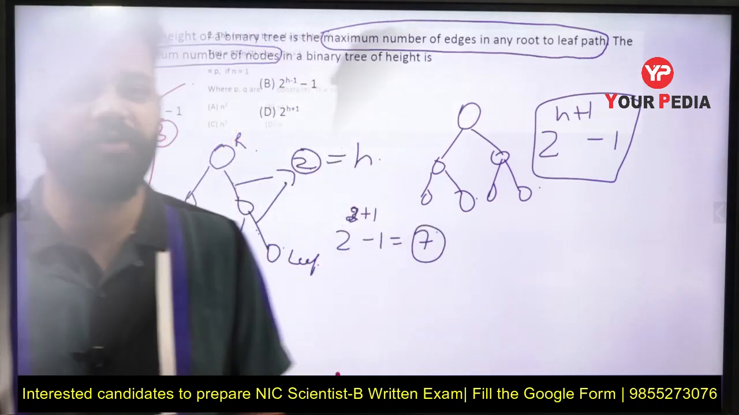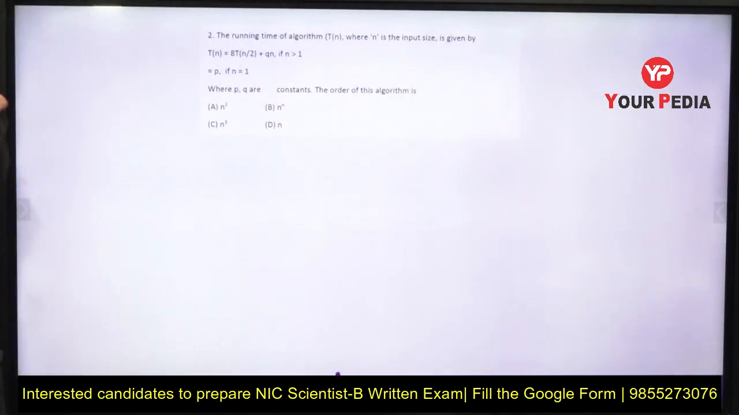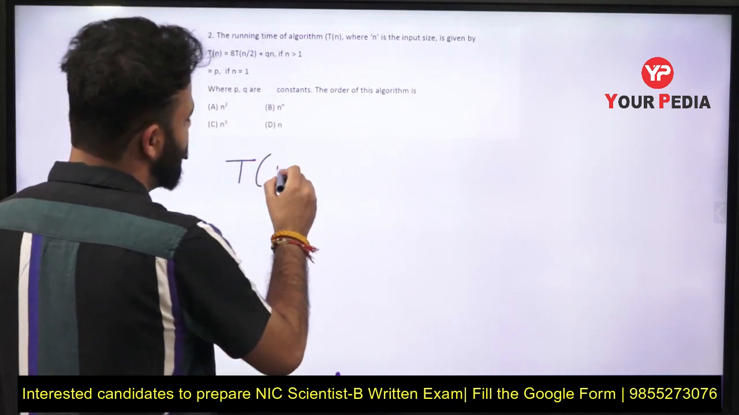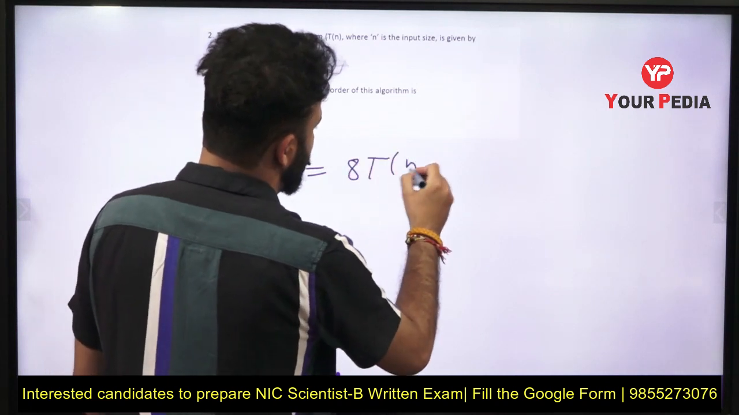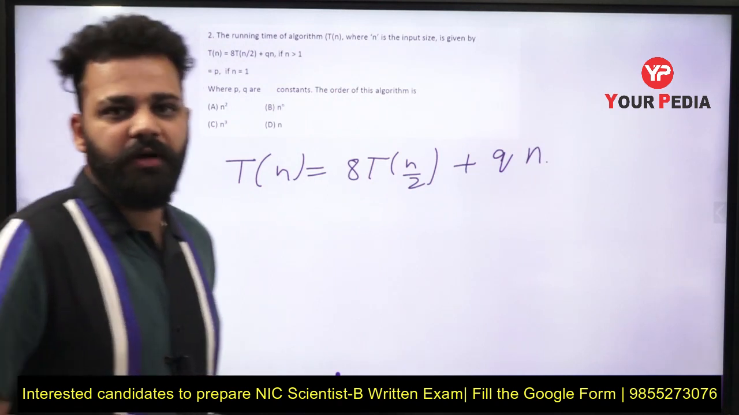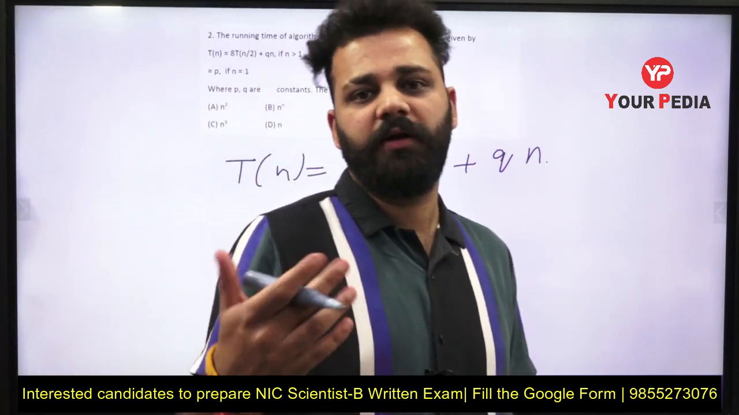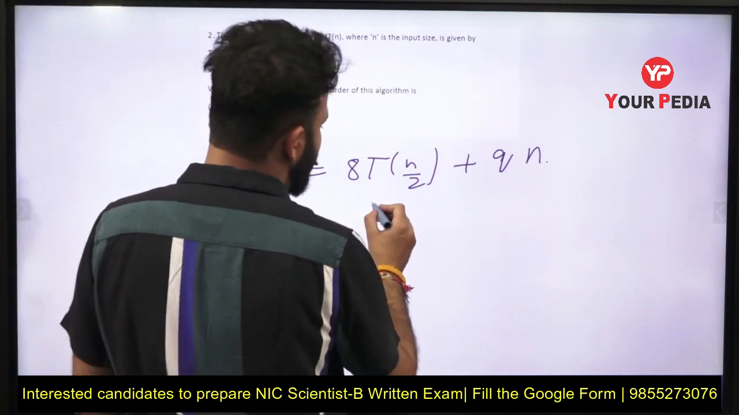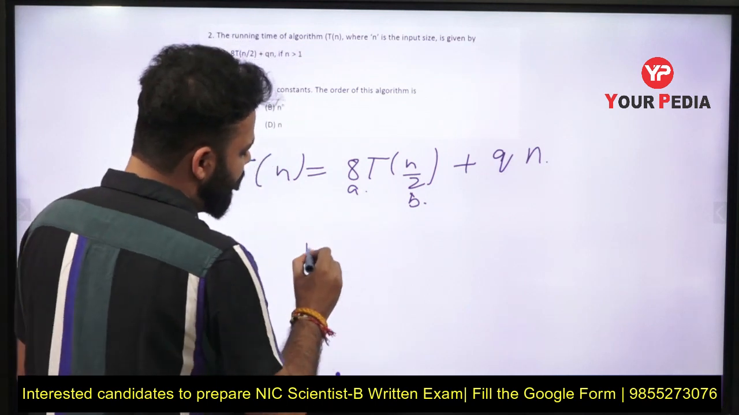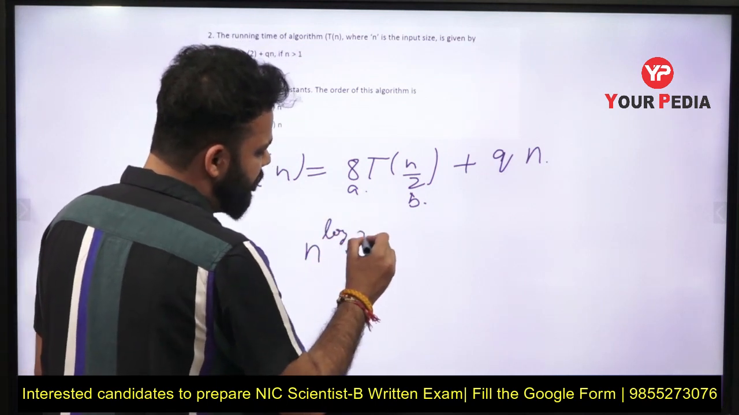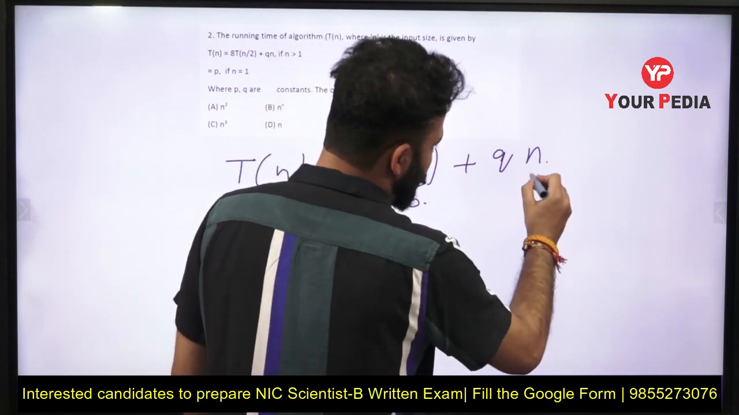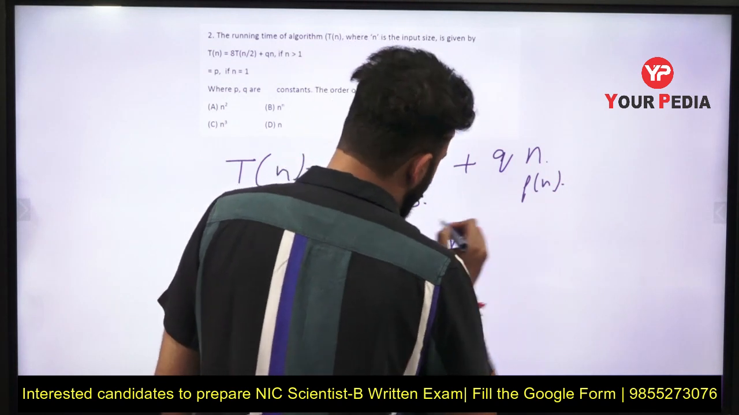So let's move on to the next question. The running time of algorithm T(n), where n is the input size, is given by, so they have given you a recurrence relation, plus Q n, where Q is some constant. Now in asymptotic terms we will ignore the constants. So we will compare n raised to power log b a with f of n. So we will compare this with n.